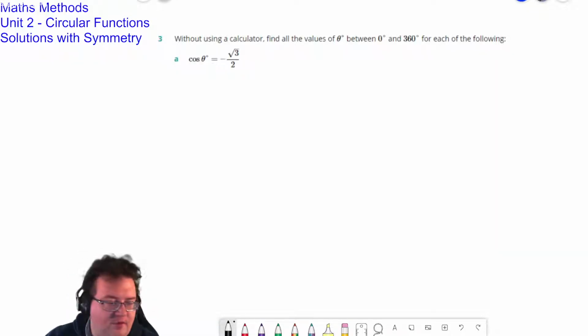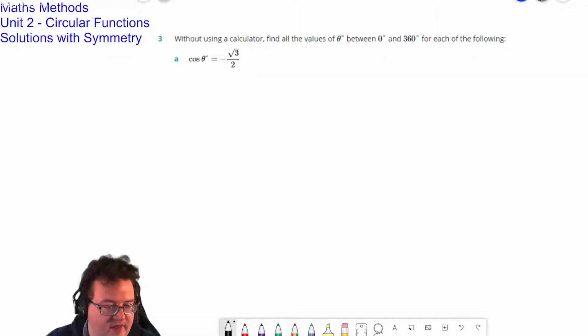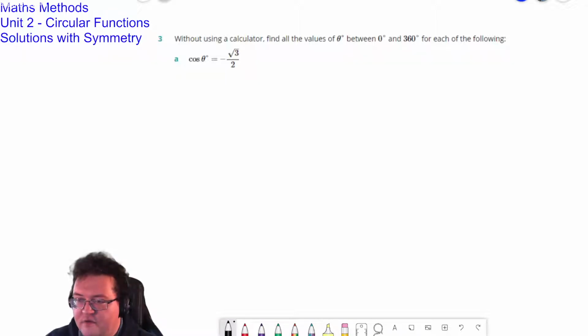All right, so what we're looking at, without using a calculator, is to find all the values of theta degrees between 0 and 360 degrees for each of the following. The example I've been asked to go through is cos of theta degrees is equal to negative root 3 on 2.